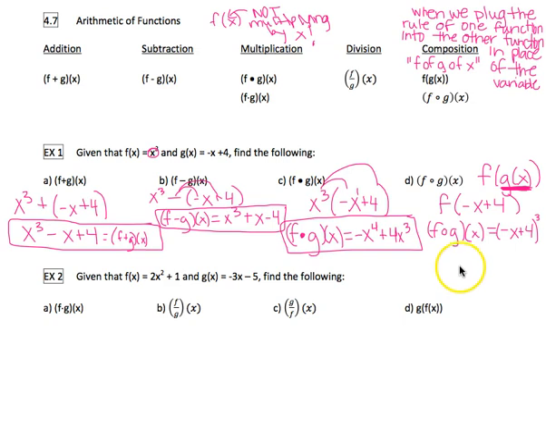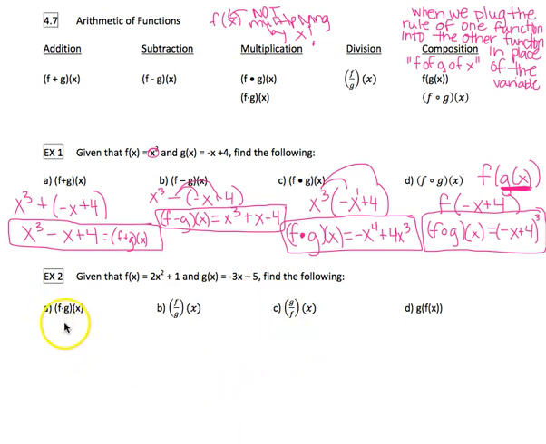Now, they're not going to make you multiply that out, so this would be perfectly acceptable to leave as your answer. So we put the rule for g of x in place of the variable in f of x's function. All right, example 2, same thing, but different functions here.